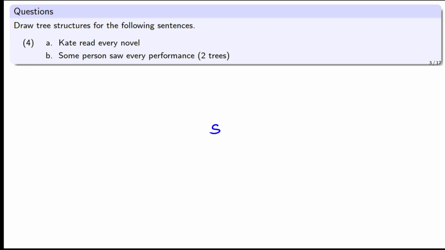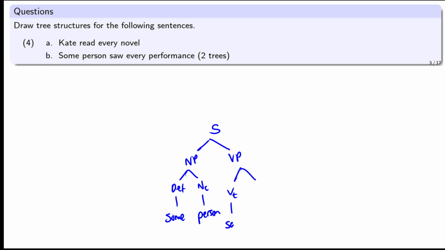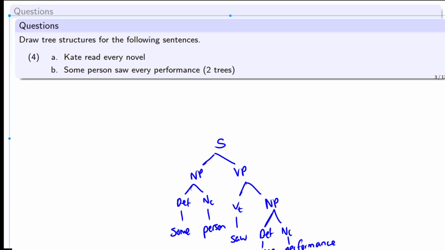Let's start with the base tree for this, because it's going to be very similar. So we have a noun phrase, which is some person. So this will be a determiner and a common noun. So determiner is going to be some. The common noun is going to be person. The verb phrase will break into a transitive verb, which will be saw. And then we have a noun phrase, every performance. So this will be another determiner, another common noun, where the determiner is every, and the common noun is performance. Okay, this is scope ambiguous, which means there will be 2 different interpretations of this sentence.